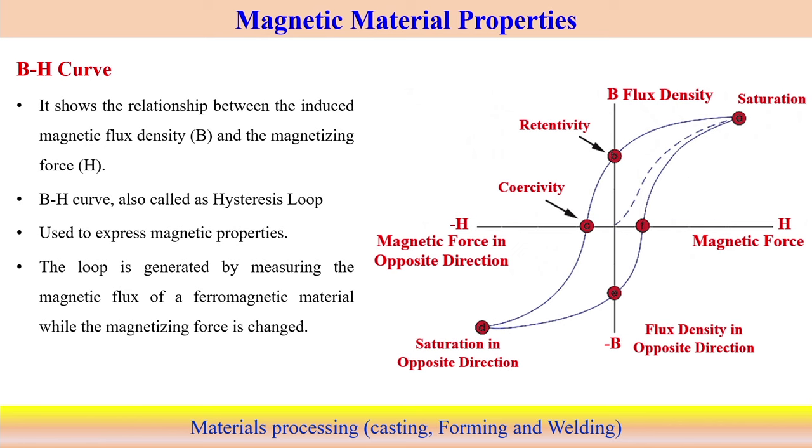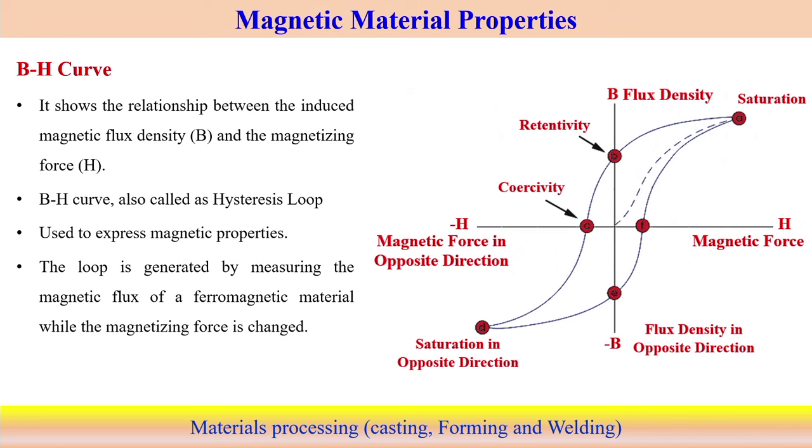Now there is another magnetic material property, a very standard curve called the BH curve. B is the flux density and H is the magnetic force, and the flux density and magnetic force H can be represented like that.